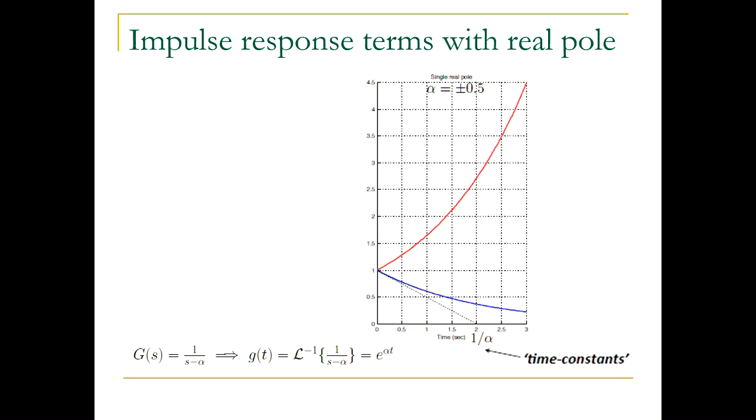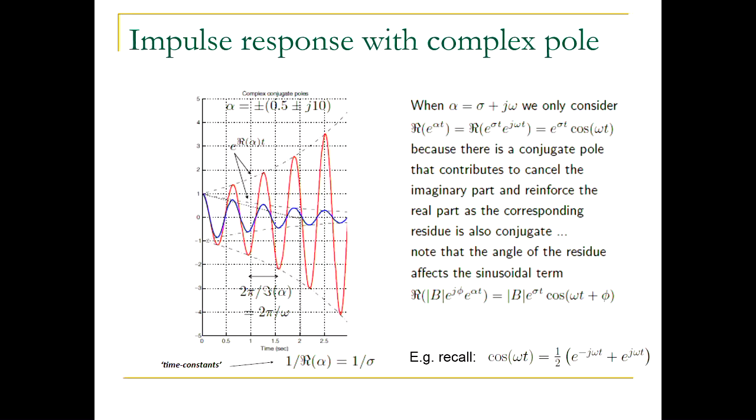All right, this is the simpler case. Now I want to go to the complex conjugate poles. In this case, there are two poles. Alpha is sigma plus j omega, and also there is another one which is sigma minus j omega. Usually complex conjugate poles appear in pairs. The impulse response is an exponential times a sinusoidal function.